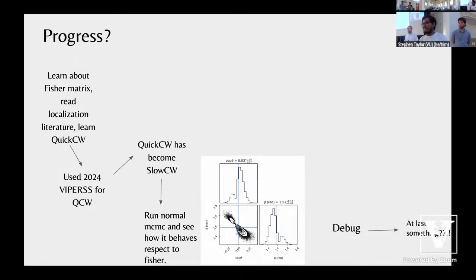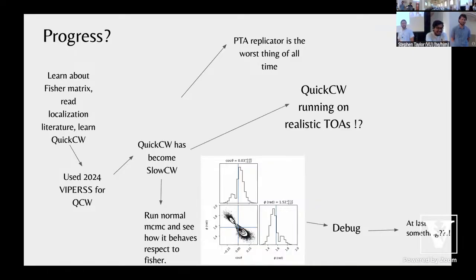So we sat down and started to debug, and after 2 hours of debugging, we figured out I had mistaken the megaparsec as kiloparsec, and then our code was working, and we got something at last. Now they work with the PTA replicator, and it is the worst thing of all time. Liana will tell about that more, I think. And quick CW running on realistic TOAs, so Liana knows much more about that than me.